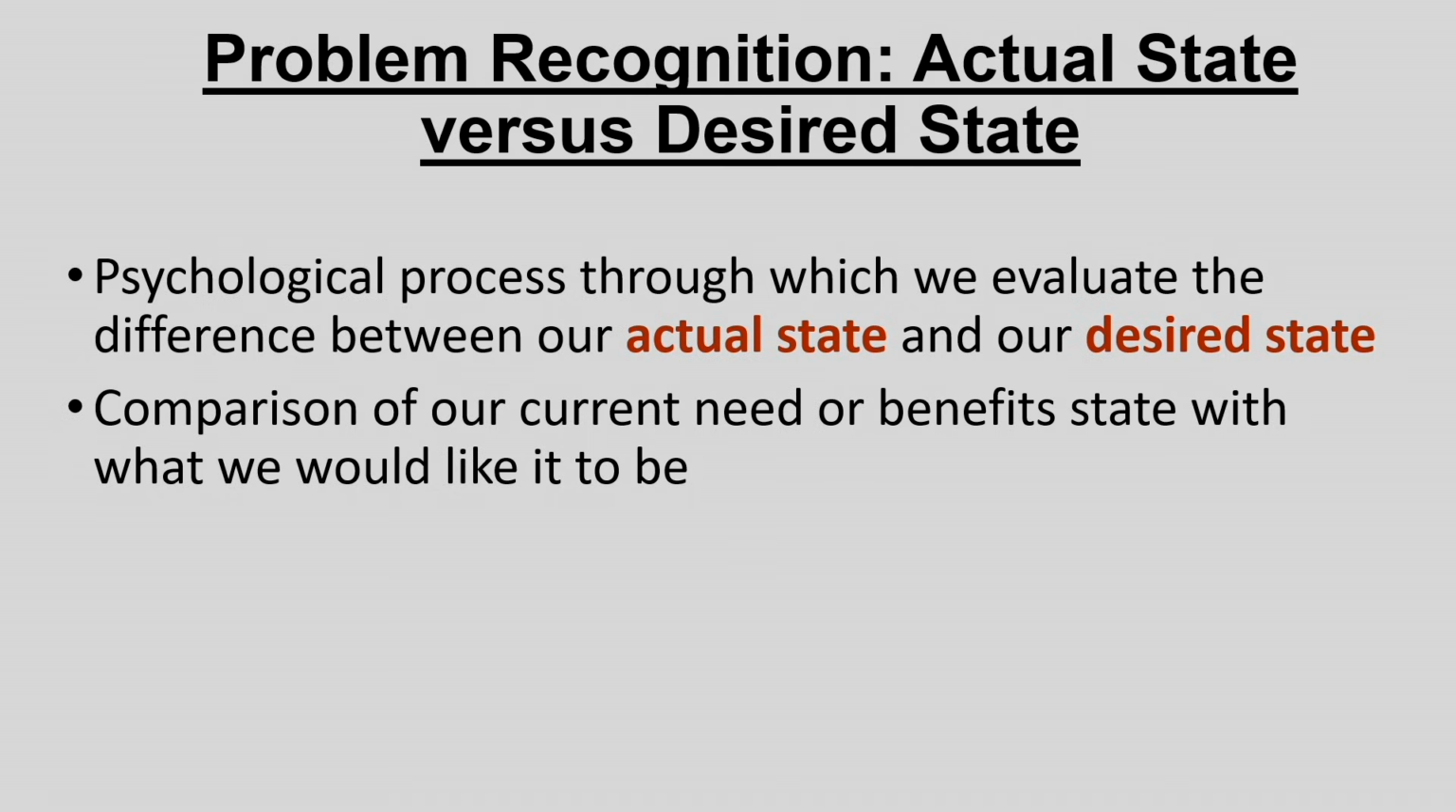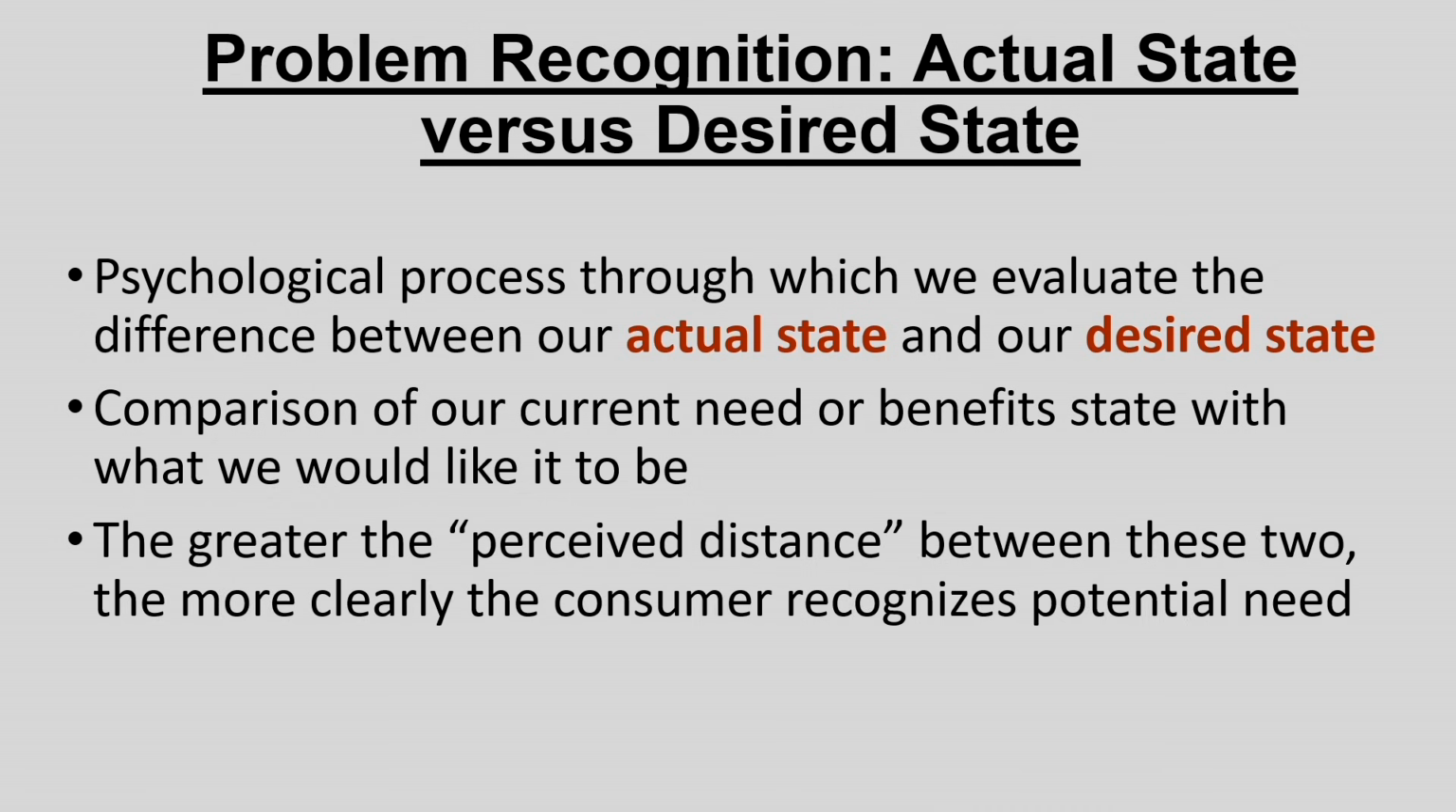Now, comparison of our current needs and benefits state with what we would like to be is the basic underlying meaning of the understanding of the need. Now, the greater the perceived distance between these two, the more clearly the consumer recognizes the potential need. The more difference that a consumer sees between his actual state and the desired state, the more chances that he will actually buy the product, or the higher the need recognition will be.